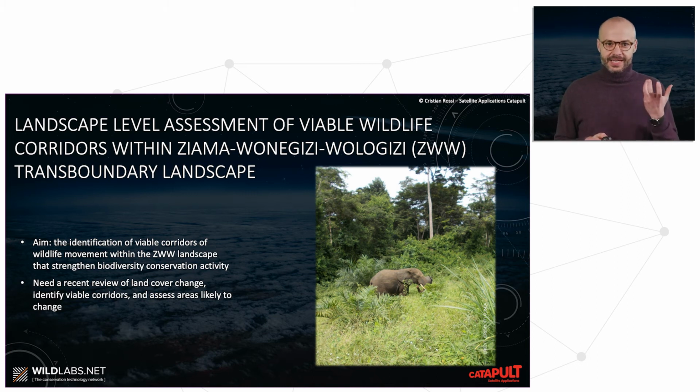Specifically, the need here was to do a recent review of land cover change in order to identify those corridors and also assess areas that are likely to change. If you have seen the previous videos, you can understand that those are all terms that start to get familiar now with remote sensing: land cover change. This is something that we can do with remote sensing data.